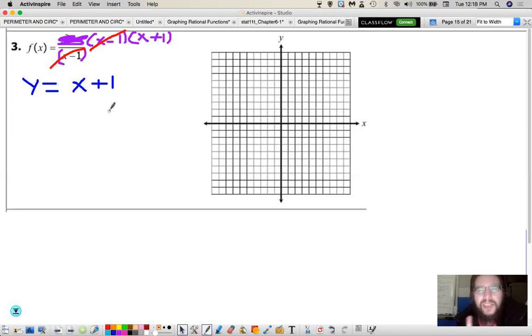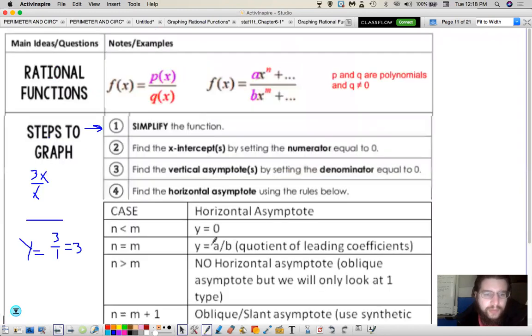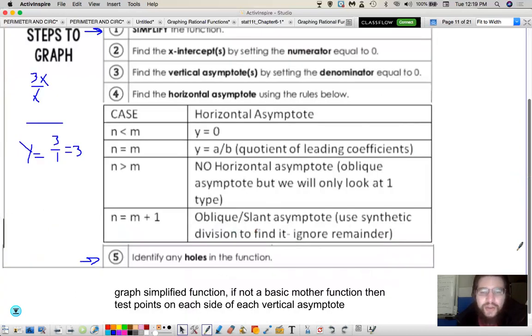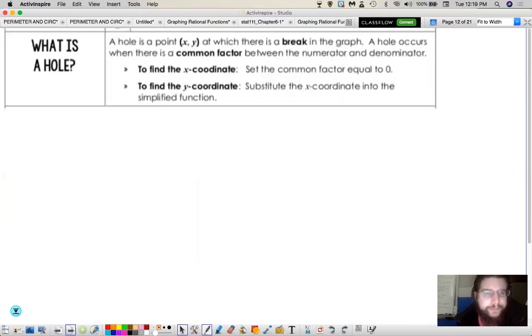Oh, wait. What was step number 5 again? Oh, it's hiding. Let's scroll down. Identify your holes. So we got to look at the holes there.